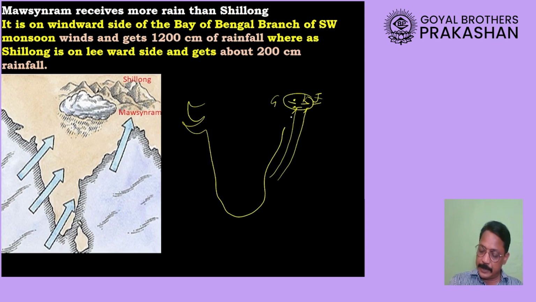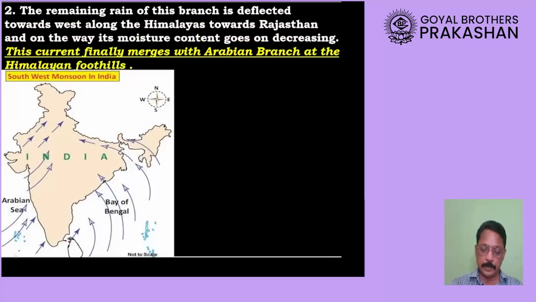And we have already studied that one branch is deflected towards the left, that means towards the west side, and as it moves on, the amount of rainfall will go on decreasing. Okay, and we have already studied that while moving towards the western side, the amount of rainfall will go on decreasing. Now here one more interesting thing will happen.